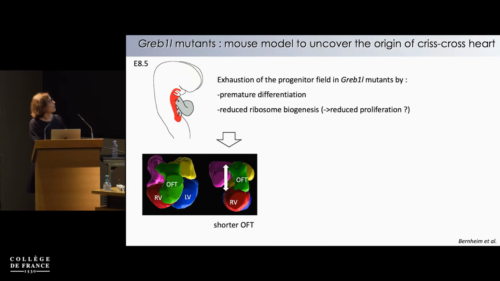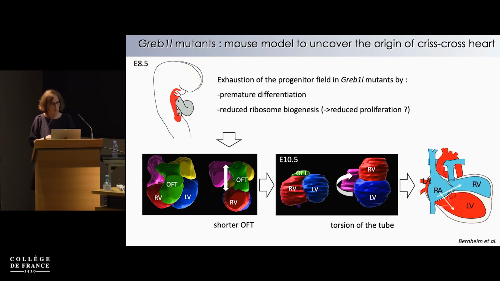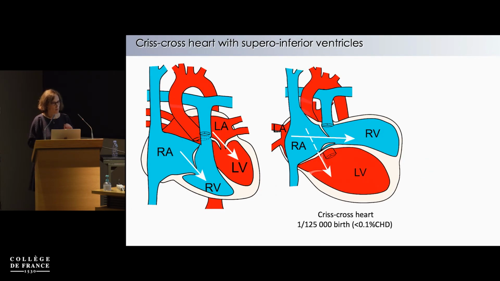As a consequence of the lack of progenitors, there is a growth arrest of the outflow tract, which then exerts some mechanical constraints that completely reshape the heart tube, with a torsion at the level of the atrioventricular canal and the repositioning of the ventricles. This is interesting because if you look at the phenotype at birth, this mouse model reproduces a congenital heart defect known as crisscross heart, a very rare defect, and this is the first mouse model that we have identified which permits us to understand the embryological and genetic origin of this defect.